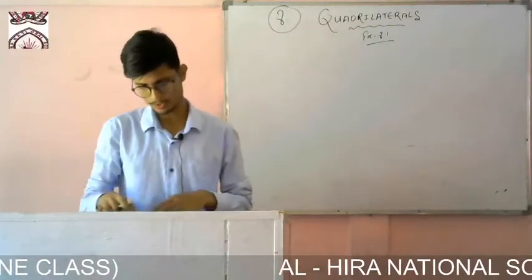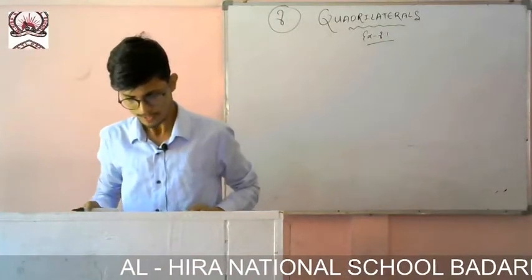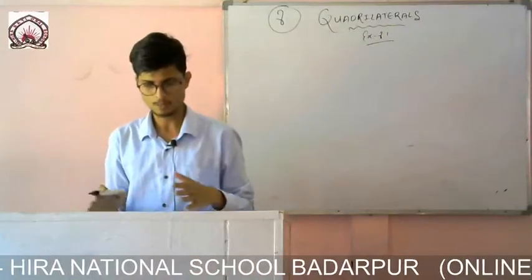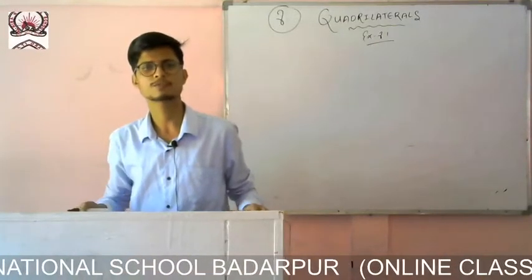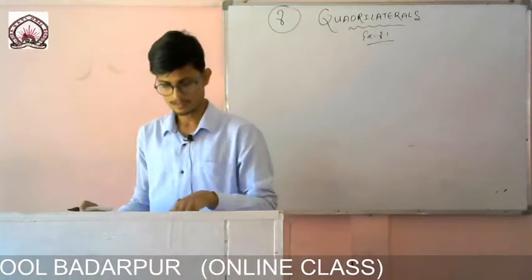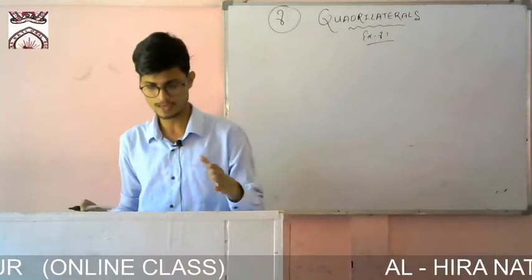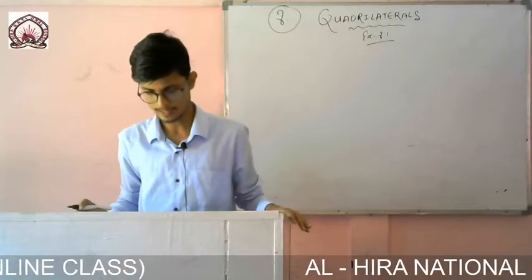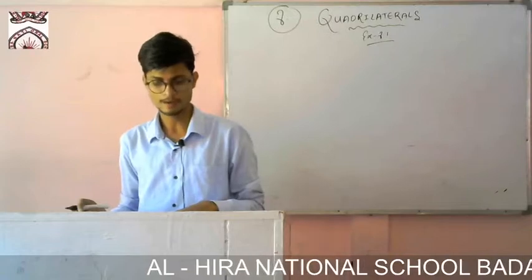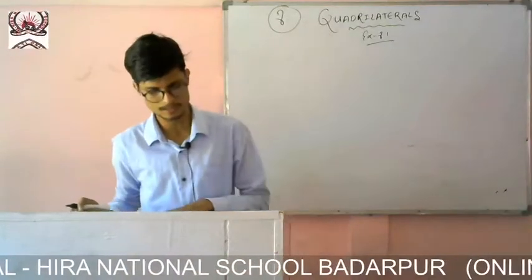Exercise 8.1, question number 1. What is given? The angles of a quadrilateral are in the ratio 3:5:9:13. We know that in this quadrilateral there are 4 angles, and the sum of the 4 angles is equal to 360 degrees. Here the angles are given in ratio, so I will take them as 3x, 5x, 9x and 13x. Using the formula that the sum of the angles of a quadrilateral is 360 degrees, I can easily find it.